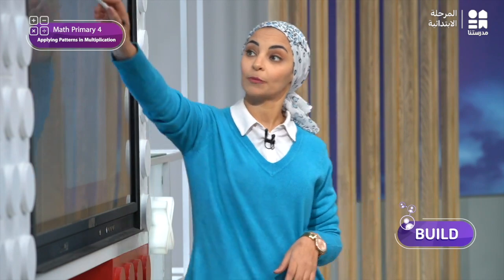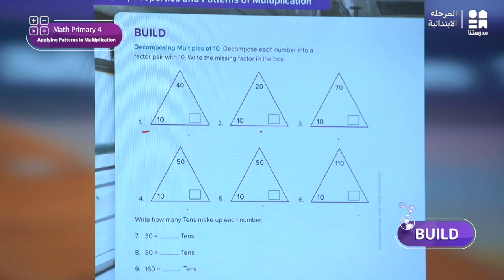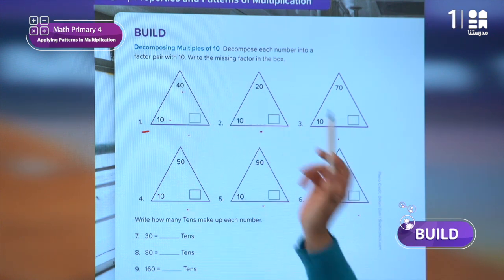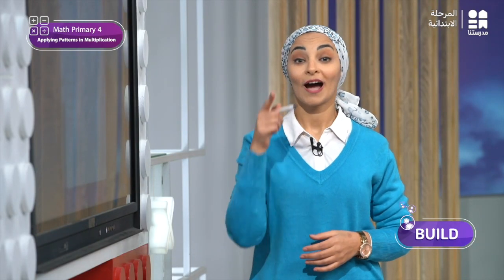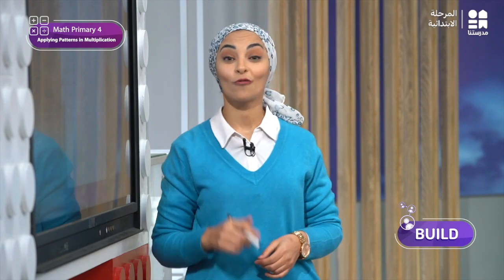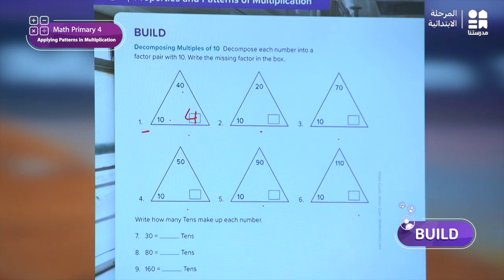تعالوا نشوف كده in problem number 1. Problem number 1, we need to know 10 times what equals 40. Again, we need to know 10 times what equals 40. Yes, we can apply what we have noticed in Axis and think about what number times 1 gives me 4. 1 times what gives me 4? I am sure you all are saying now 4, and this is the right answer. 4 times 10 gives me 40, and this is my answer.